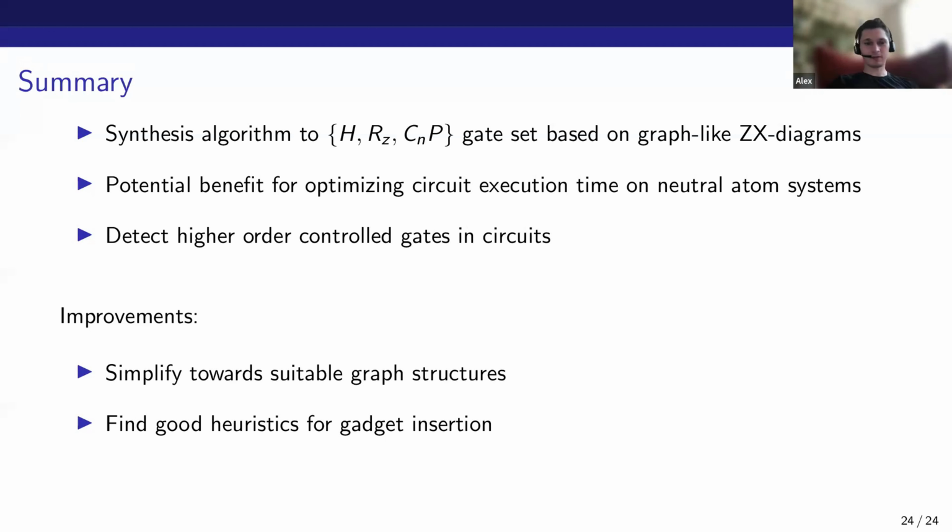I had a question about the neutral atom hardware. We have these multi-controlled phase gates, and is the runtime of these multi-controlled phase gates worse the higher number of controls you have? Yeah, it's a bit worse.